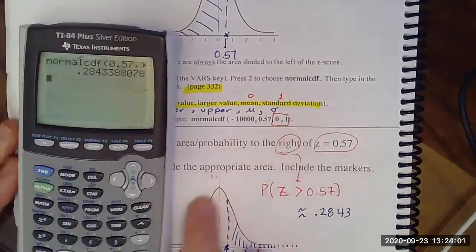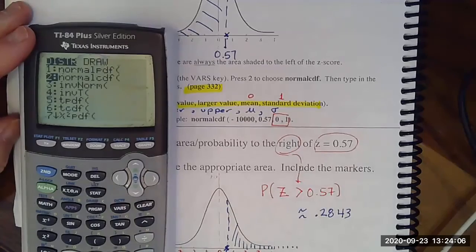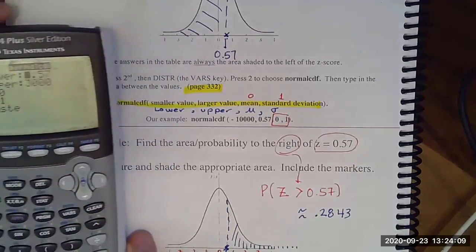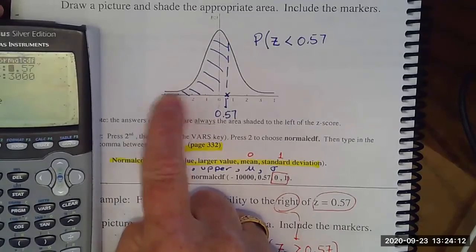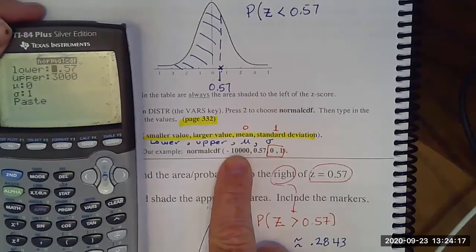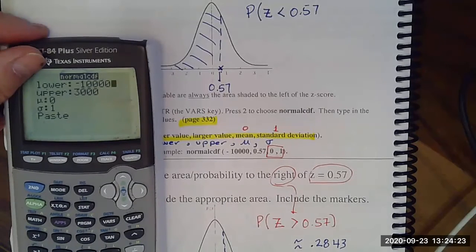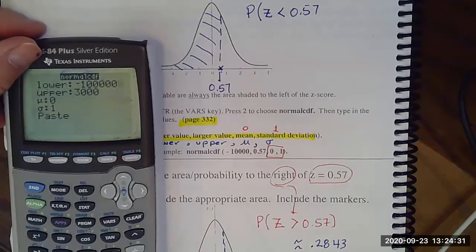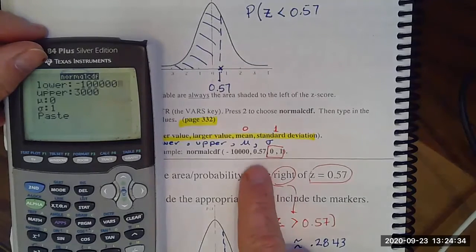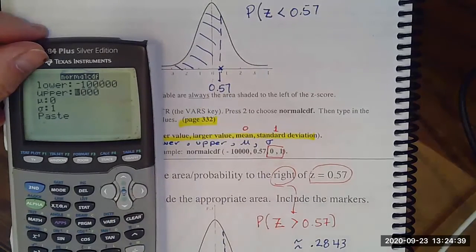I could put those numbers in. Again, normal CDF. All right, now, when I look at the picture, how far left am I shading? Negative infinity, or how about a negative really big number? I said negative 10,000. How about even bigger? Sure. As big as you want it. Just make it really ridiculously big. Now, how far am I stopping to the right? That's called the upper, and it's 0.57. So go down here and enter 0.57.